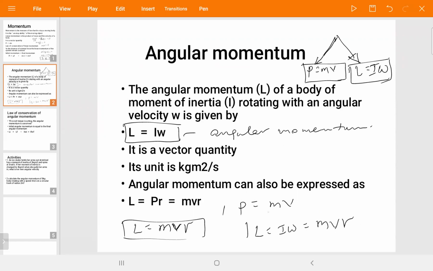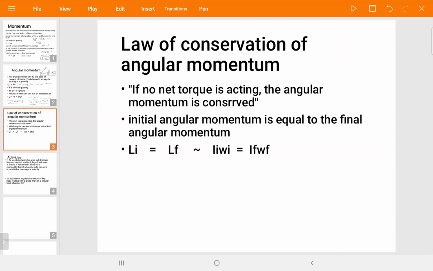These are the two possible expressions for angular momentum. Therefore, we can use I times omega or mvr as the expression for angular momentum. And this angular momentum also has a law of conservation. But instead of force, we have to think about the torque.